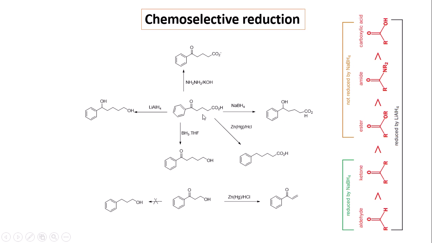But sodium borohydride has a lesser tendency for the reduction of the carboxyl group. It has lower reactivity; it can only reduce the carbonyl group to the corresponding alcohol. And this is the chemoselective reducing agent, BH3 in presence of THF. It only reduces the carboxyl group in presence of the carbonyl group.